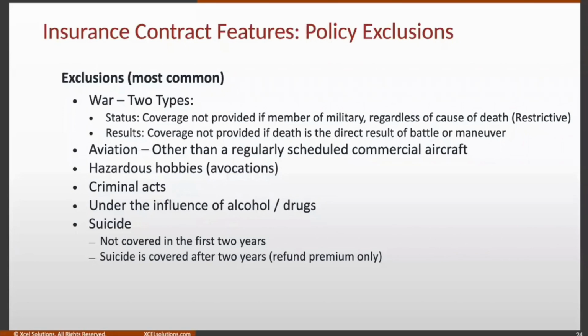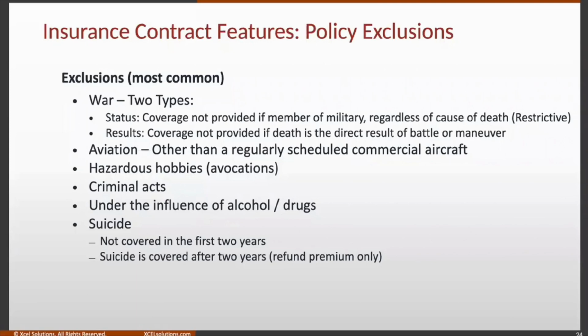So, for instance, if the person were on military active duty, went out on furlough, and got killed in a car accident, not as part of military maneuvers, but while out on furlough, and their policy had a status war clause in it, then it will not cover. It's the more restrictive of the two clauses, and it will not cover simply because that person is on military active duty. It doesn't matter what the cause of death is. That's the more restrictive of the two.